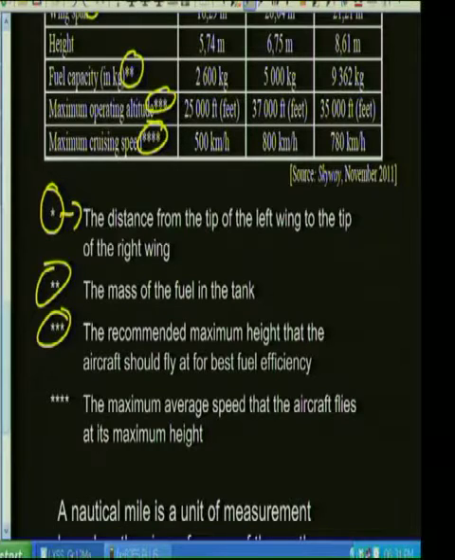Now, maximum cruising speed. We've now got four little stars, and four little stars mean the maximum average speed that the aircraft flies at its maximum height.